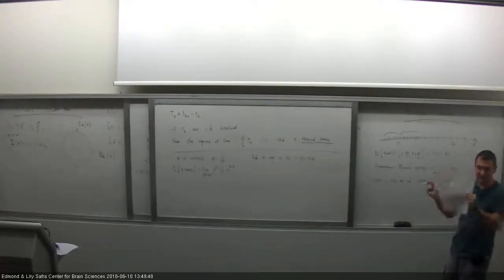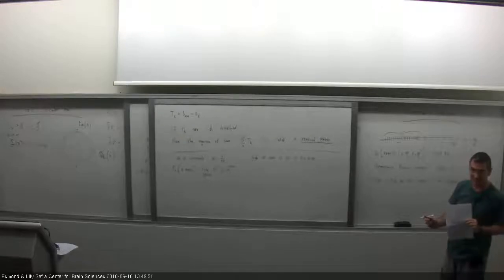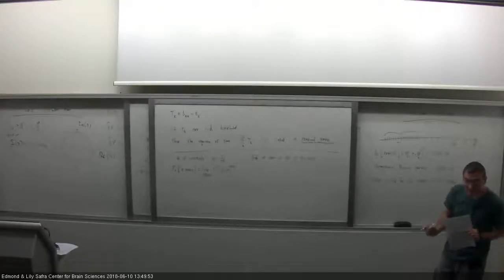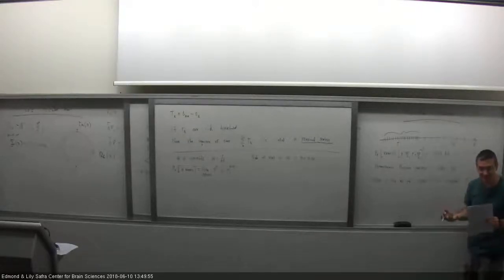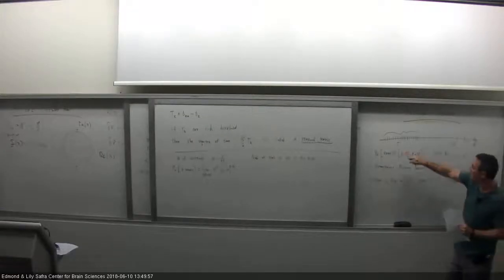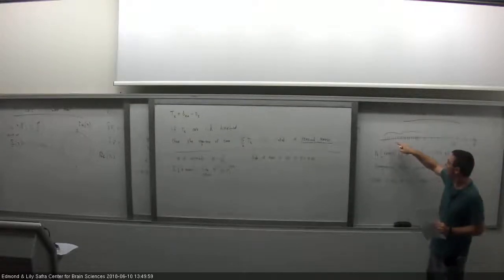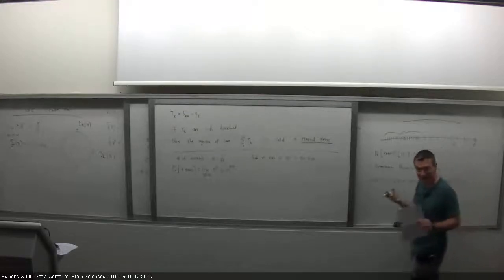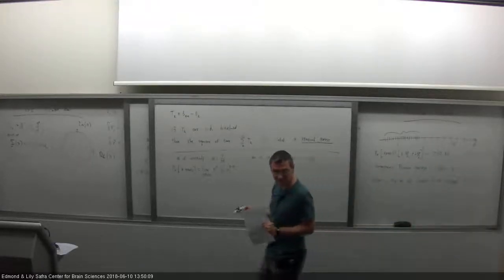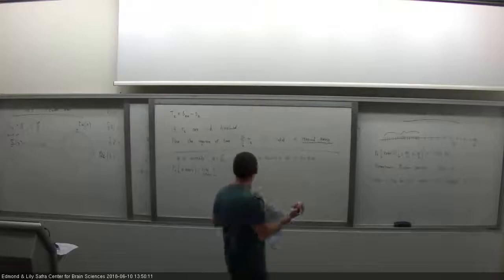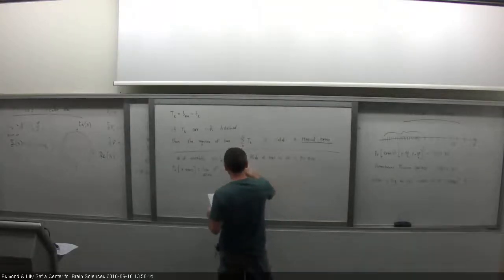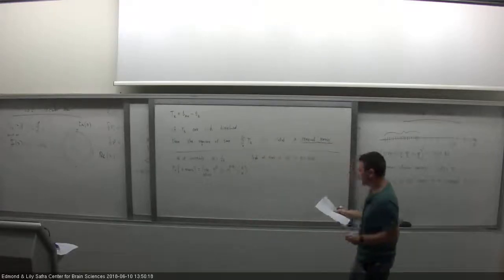The number of different configurations. I'm sorry? Okay, times the number of different configurations. I mean, it could be that all events took place here and none took place here, or it could be that all of them took place here and none took place here, or any other combination. How many combinations do we have? N choose k, n over k. So this is the probability of k events.